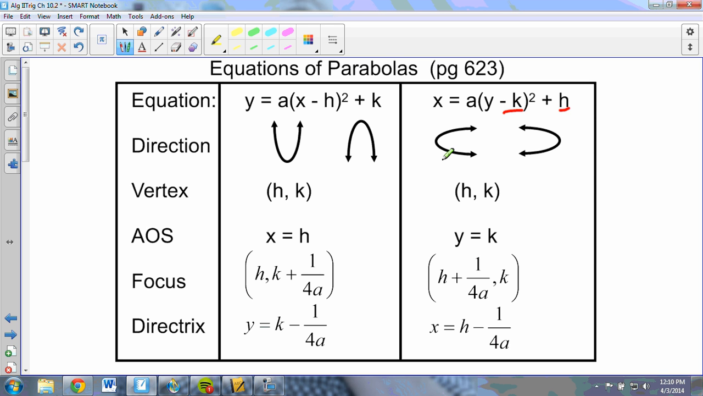Is there a question before we move on? Yeah? What are the commas in the focus? The focus is a point. Like h and k has a comma, it's a point. Gotcha. That's a point right there. Whereas the directrix is just a line. That's why it's y equals or x equals.